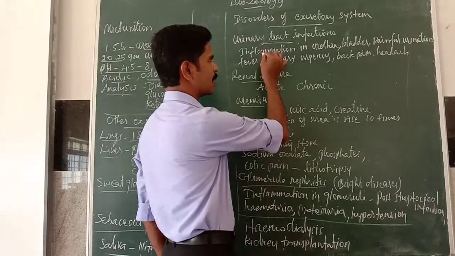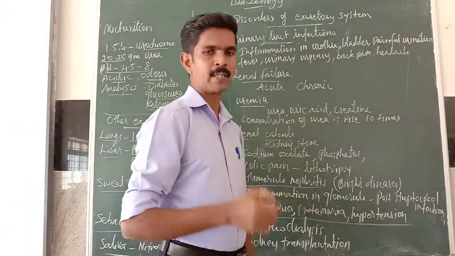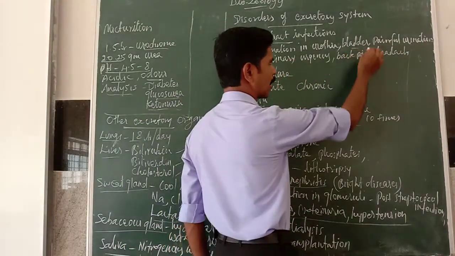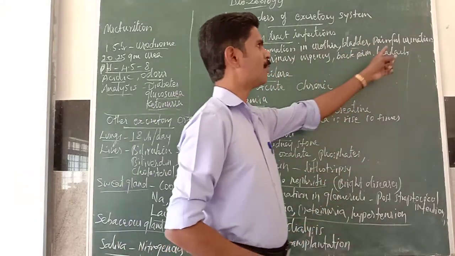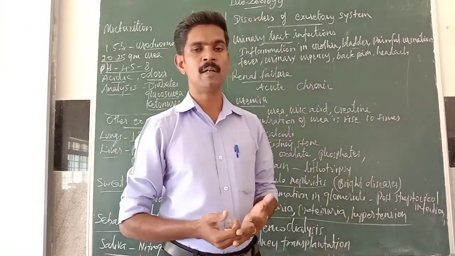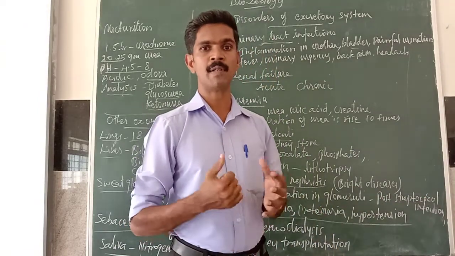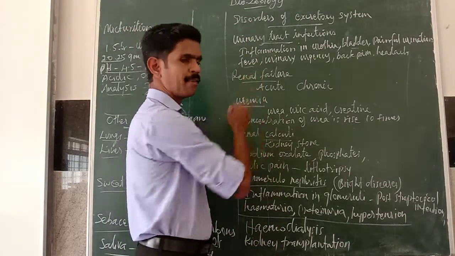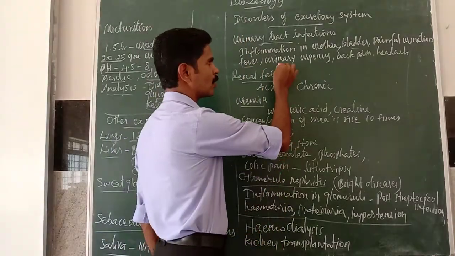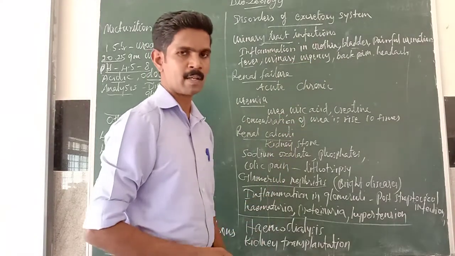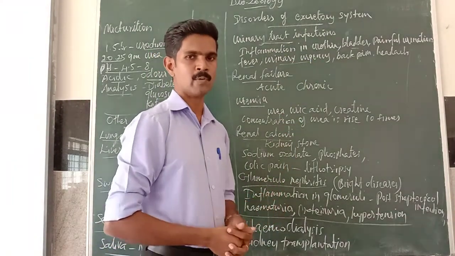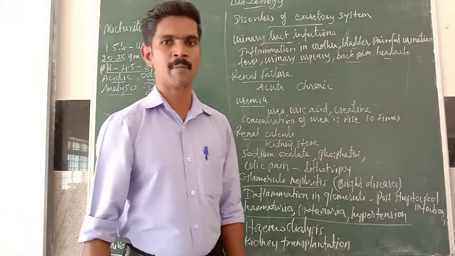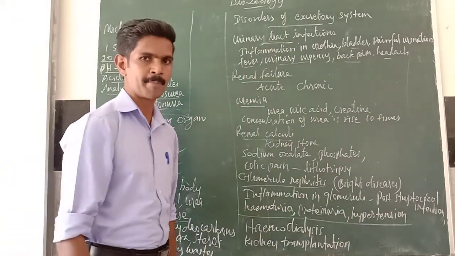First one is inflammation in the urethra. The urethra region is enlarging in size. Then inflammation in the urinary bladder. Then painful urine: when they pass urine, they feel some pain. Then next one is high fever. Then urinary urgency: often they feel the need to release urine. Then next one is back pain and headache. These are the symptoms of urinary tract infection.